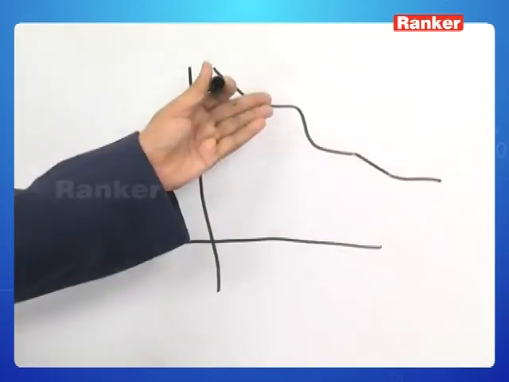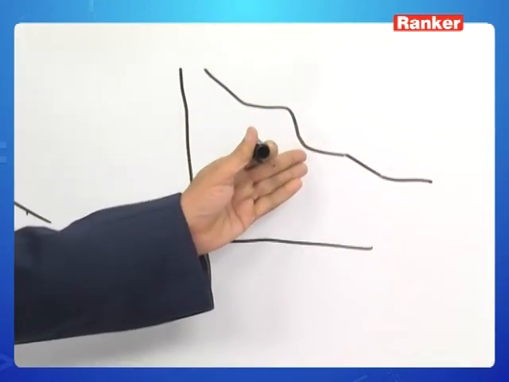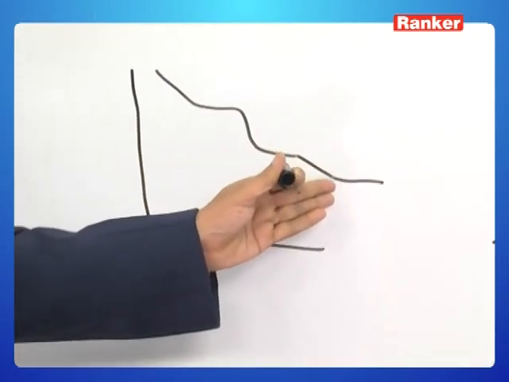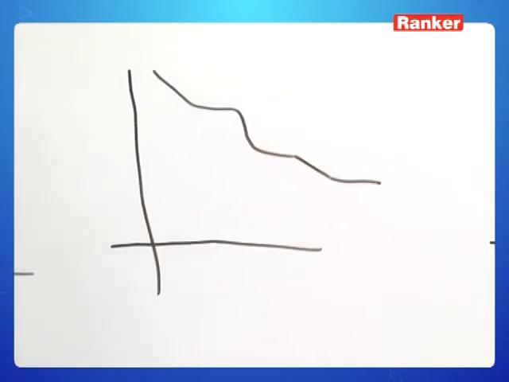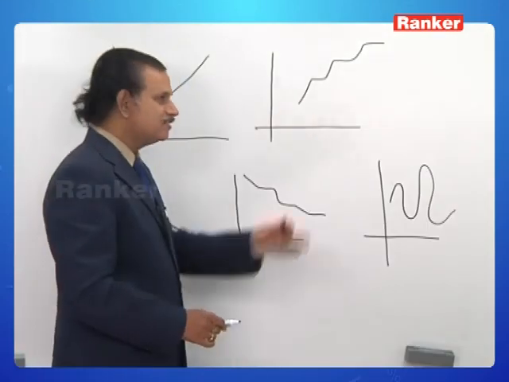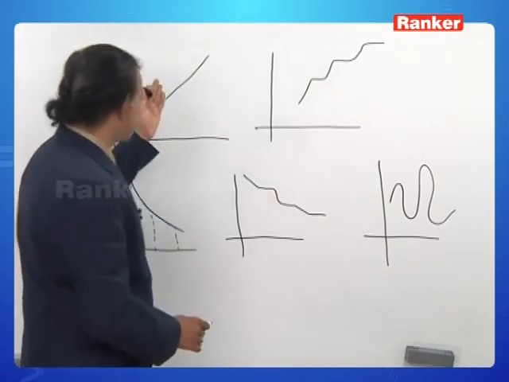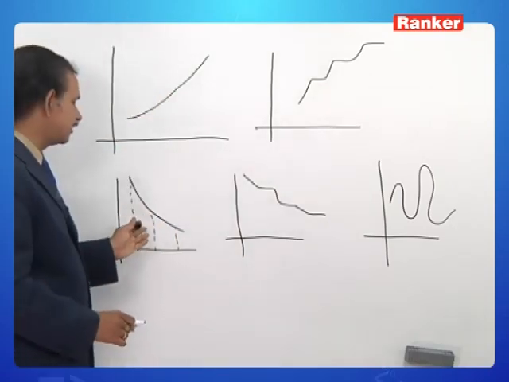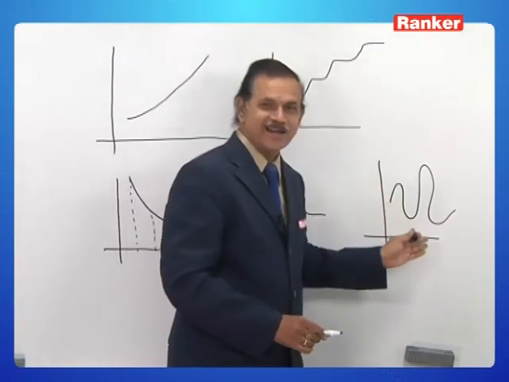Decreases. Stationary. Decreases. Stationary. Decreases. Stationary, but never increases. Therefore, it is non-increasing. This is non-decreasing. This is strictly increasing. This is strictly decreasing.